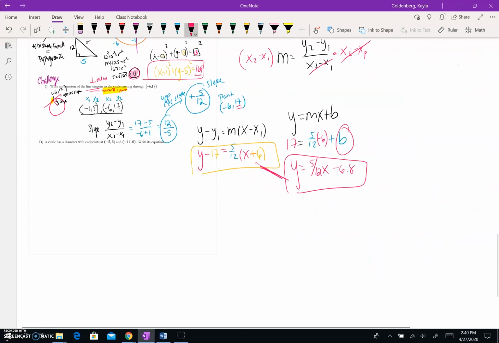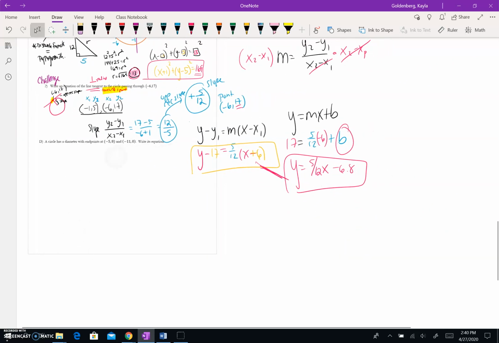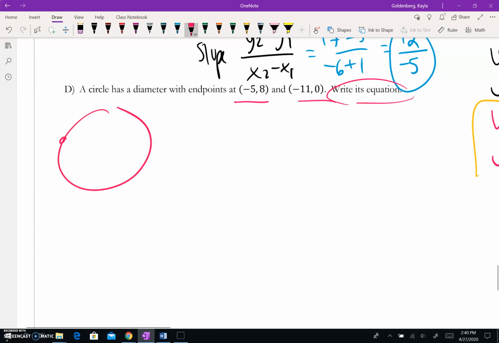You have one more question left, and this one is also an interesting challenge problem. This one gives us a circle that has a diameter with endpoints of -5, 8 and -11, 0, and we need to find the equation of the circle. So if we think through what we're given, I'm just going to draw a circle. So here is maybe my diameter. We need to find the equation of the circle.